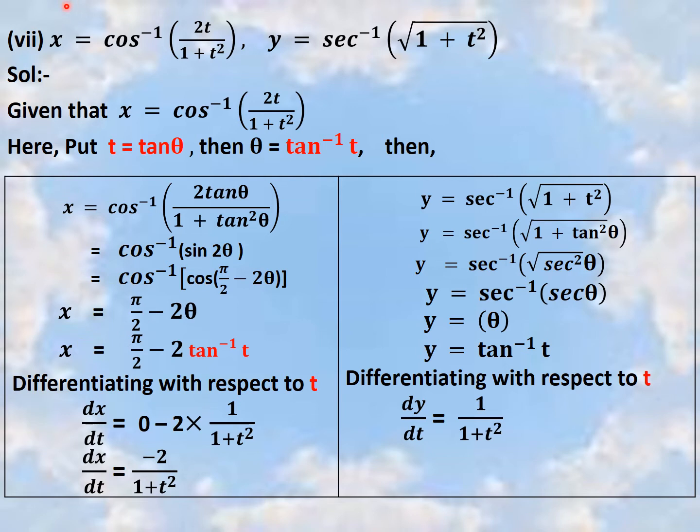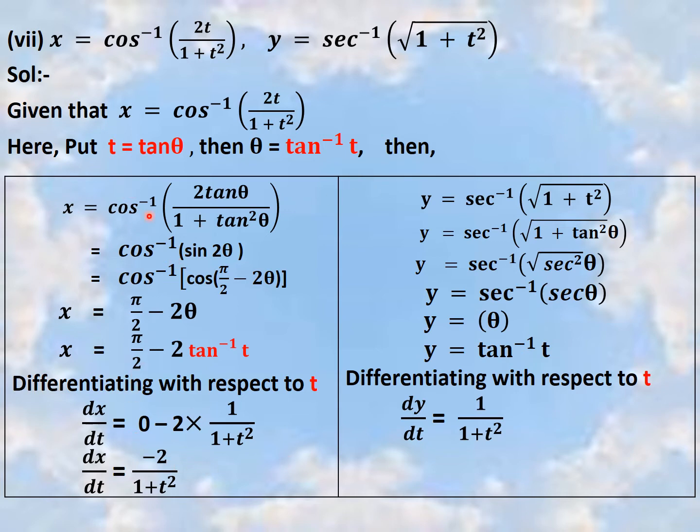Question number 7, in the first one only. x is equal to cos inverse of 2t upon 1 plus t square. y is equal to sec inverse of root of 1 plus t square. Now, given that x is first one, we'll consider x. In this particular case, we have inverse functions. So, we will take the substitution for t as t is equal to tan theta. Then we know theta is equal to tan inverse t. Now, for both the functions x and y, we will find the derivative as follows.